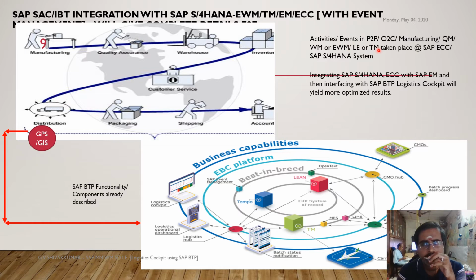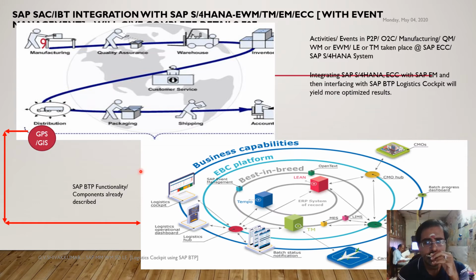So activities and events in P2P, O2C, manufacturing, quality management, warehouse management, or extended warehouse management, LE or TM taking place at SAP ECC or S4HANA system can be properly sequenced, scheduled, and then executed, and output can be planned and executed with proper analytical and predictive logistics. And integrating SAP S4HANA, ECC, and SAP Enterprise Event Management, and then interfacing with SAP BTP Logistic Cockpit will yield more optimized results. Okay, so this shows the SAP BTP functionality components already described.